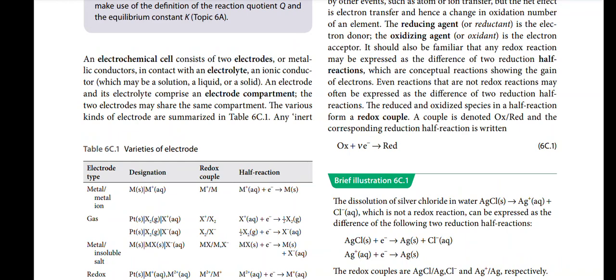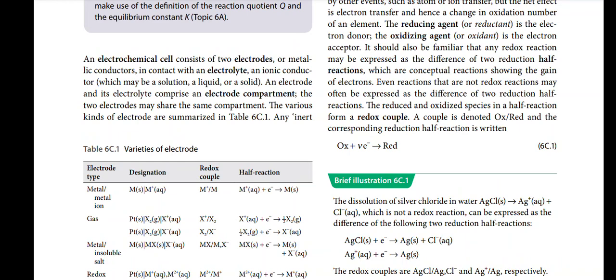The reducing agent or reductant is the electron donor. The oxidizing agent or oxidant is the electron acceptor. It should also be familiar that any redox reaction may be expressed as the difference of two reduction half reactions, which are conceptual reactions showing the gain of electrons. Even reactions that are not redox reactions may often be expressed as the difference of two reduction half reactions.